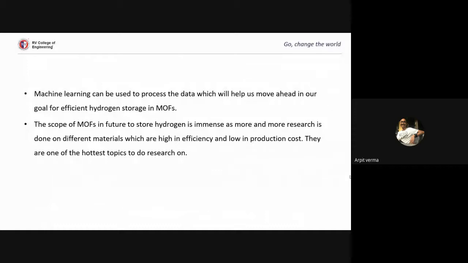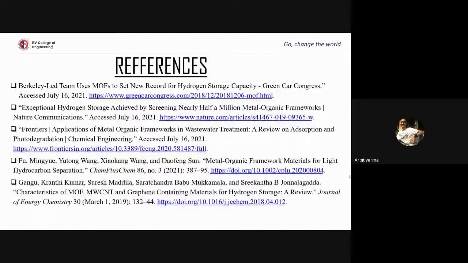The future scope of MOFs is immense, as a lot more materials will be discovered which are high in efficiency and low in production cost, and they're one of the hottest topics to do research on. In future, machine learning can also help us with the goal of having efficient hydrogen storage in MOFs. Here are all the references that we have used for our EL project.